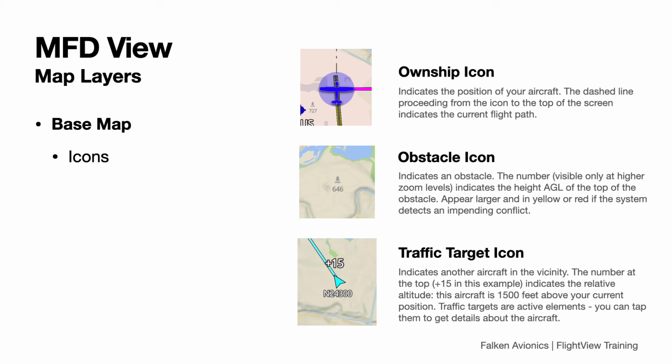Traffic targets also have an identifier if the ADS-B data includes one. You can tap on the target and, if the aircraft is in the public registration database, get basic information about the make, model, and even owner.